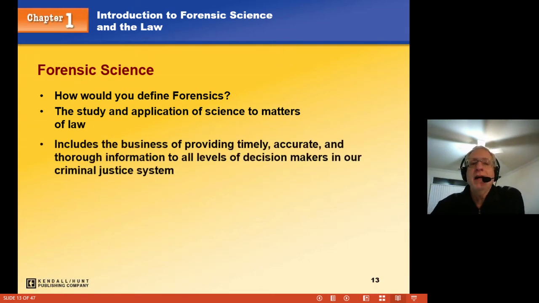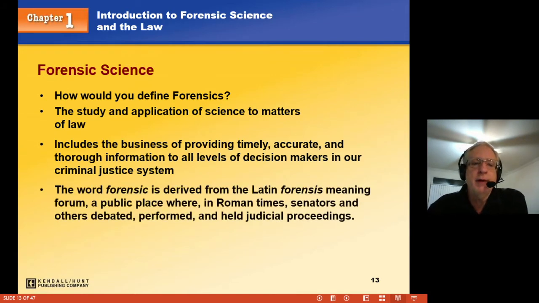Okay, it includes lots of things, being timely, accurate, but the word itself derives from the Latin root forensis, and forensis means a public forum. This is basically in Roman times when they had true democracies, where you would go to a forum and discuss things. That was forensis. It was almost entirely testimony, just discussing legalities in the absence of science necessarily. In fact, everything was more philosophically argued instead of scientifically argued back then. But we now use it for matters of law.